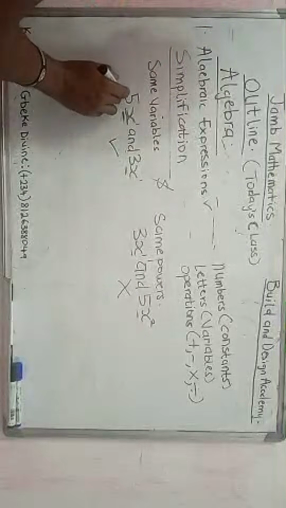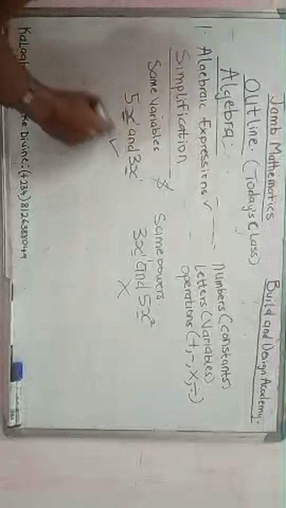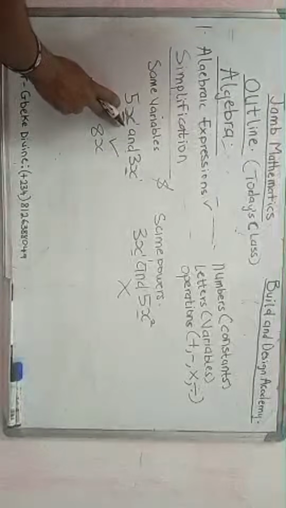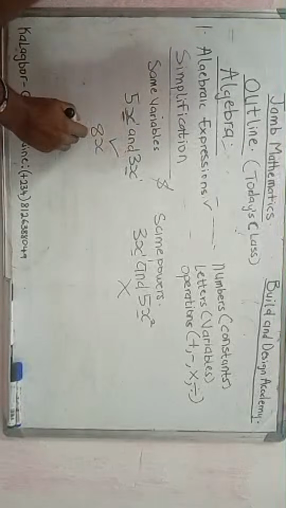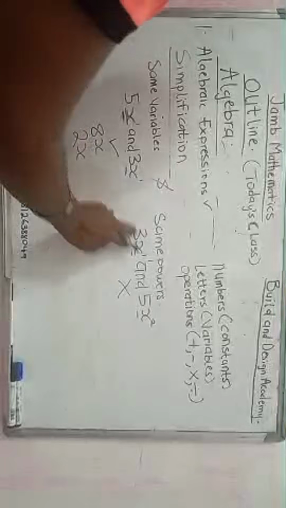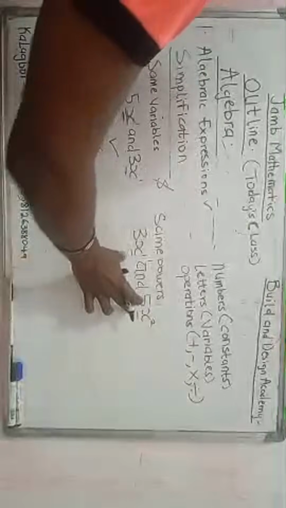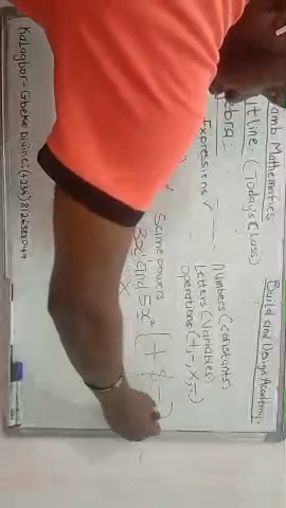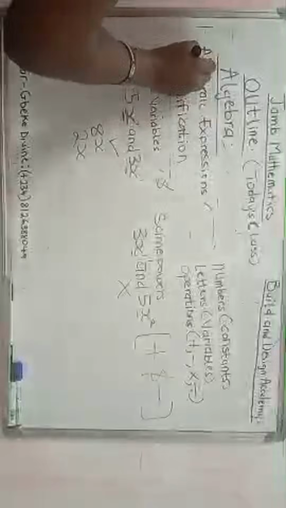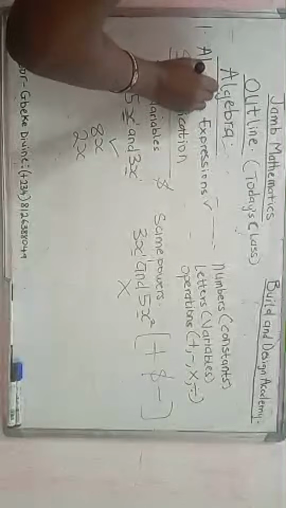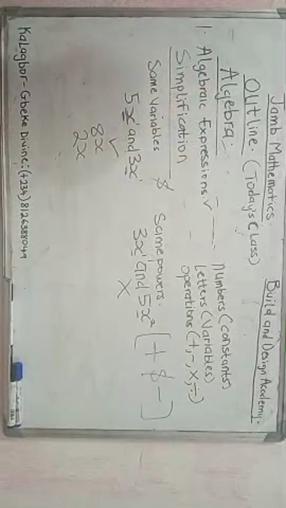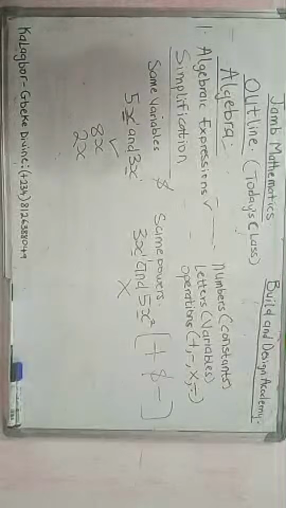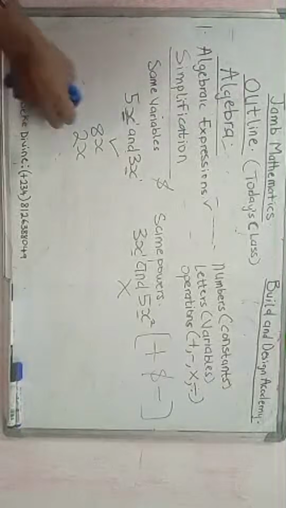If you add 5x and 3x, you get 8x. Similarly, if you subtract 5x minus 3x, you get 2x. But for 5x and 5x squared, you cannot do the same thing when it comes to addition and subtraction of algebraic expressions. Please take note of that. They must have the same variables and the same powers. So next up, let's look at substitution.